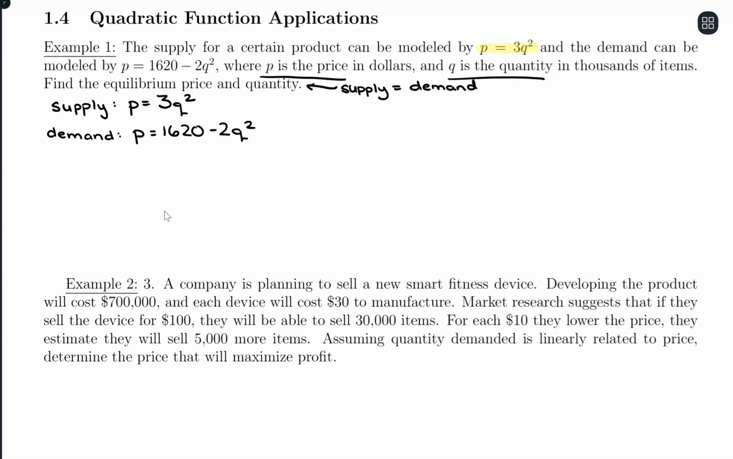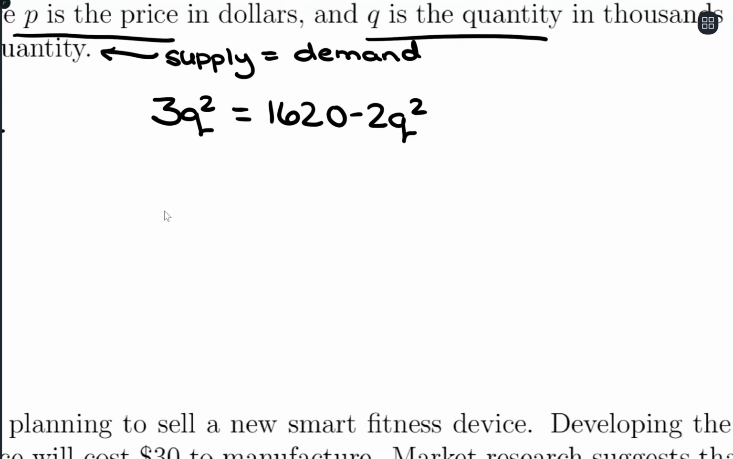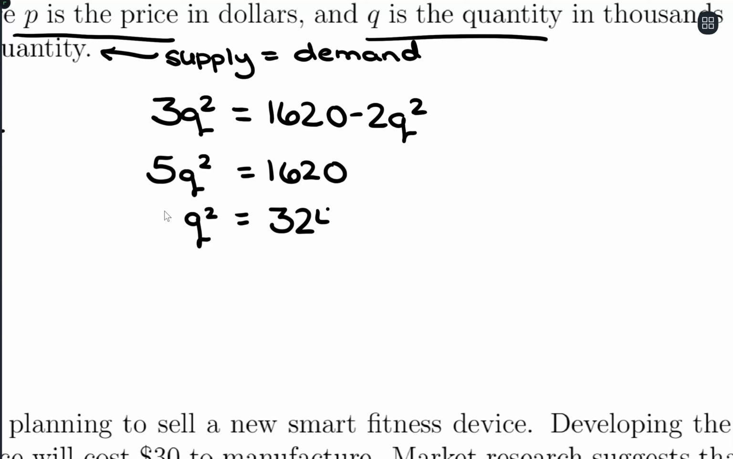So what we're going to do is take these two equations and set them equal to each other. So supply is 3Q squared, and we're going to set that equal to demand, which is 1,620 minus 2Q squared, and we're going to solve for Q. So I'm going to add 2Q squared to both sides. So we'll have 5Q squared equals 1,620. Divide both sides by 5, and that'll be Q squared equals 324.